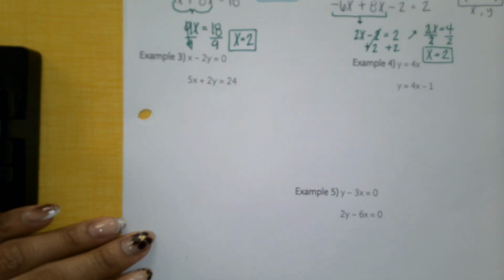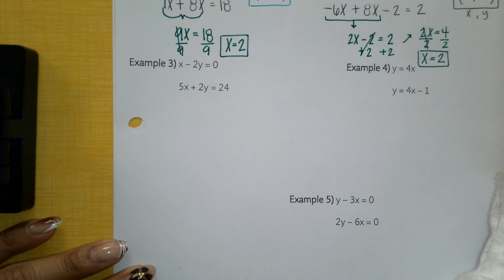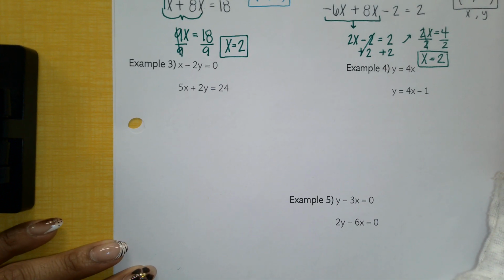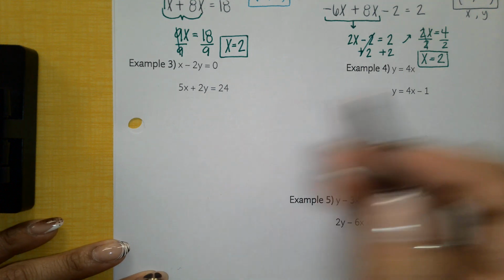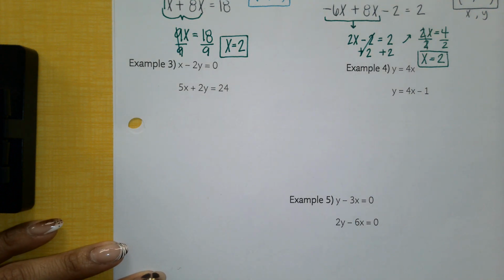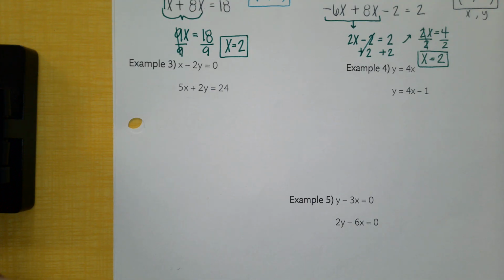All right, example number 3. So for example number 3, we have x minus 2y is equal to 0, and then 5x plus 2y is equal to 24. Do I have any y equals or x equals on any of my equations? No. Okay, so we have to figure out what we can solve for to get an x equals or y equals. So what's the easiest equation that we can rearrange to get a variable by itself? Would it be the first equation or the second equation?